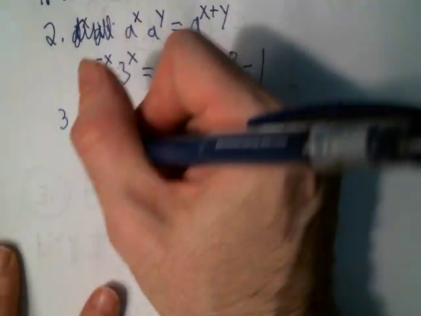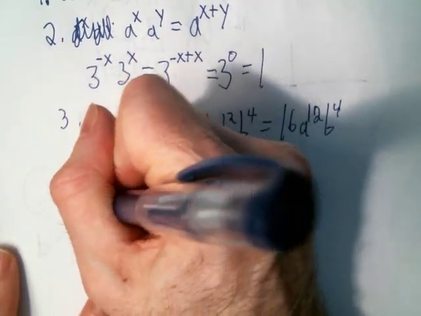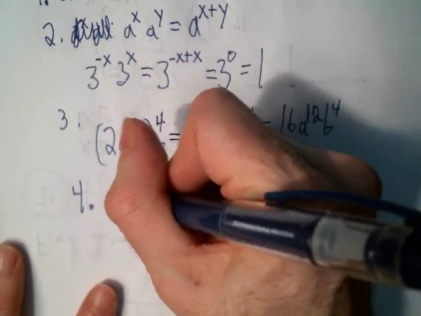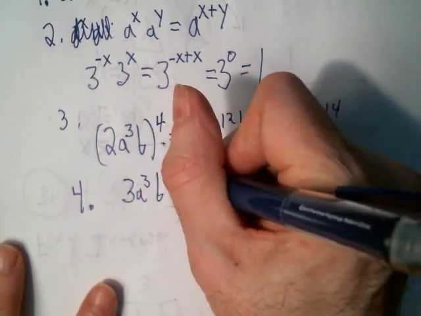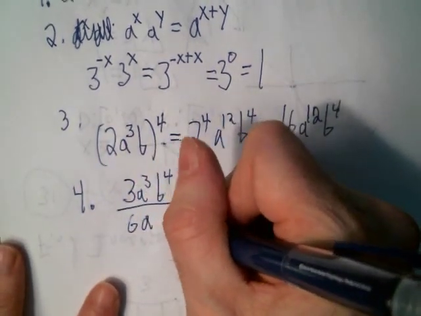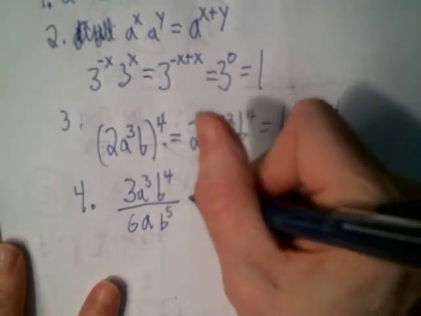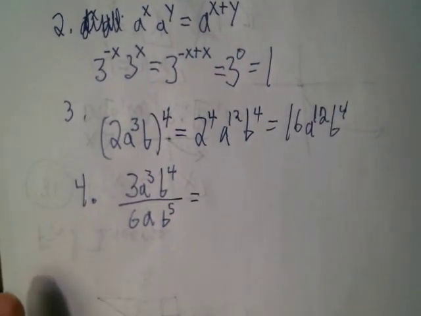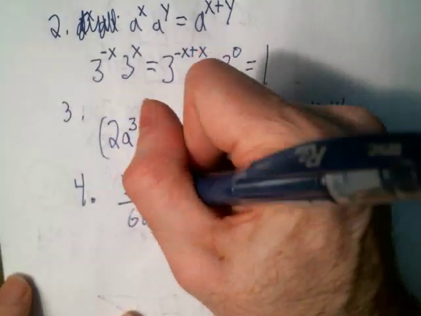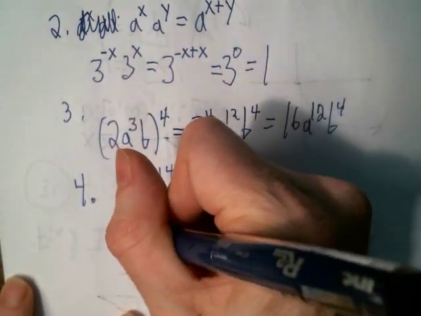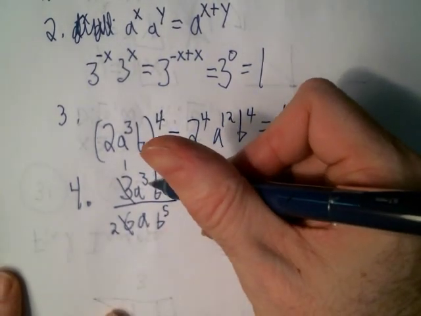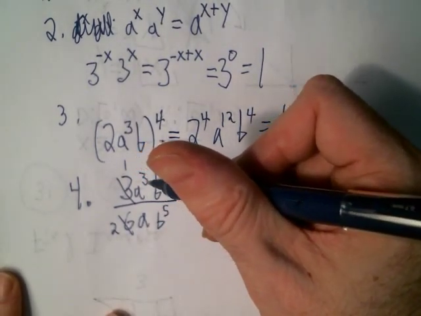That's what else? I don't know. Quotient rules. 3a cubed b to the 4th all over 6a b to the 5th. So remember, you want to avoid negative exponents. So anyways, 3 over 6, first off, that's just 1 over 2. And then I'm going to move the a up. So it'd be a to the 3 minus 1.